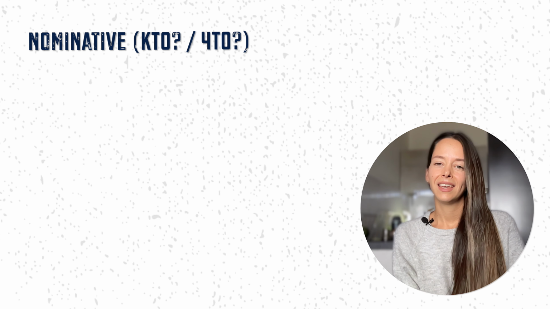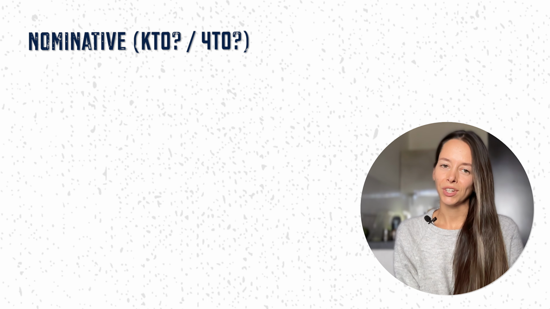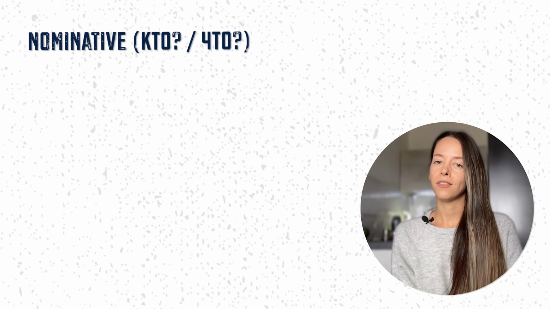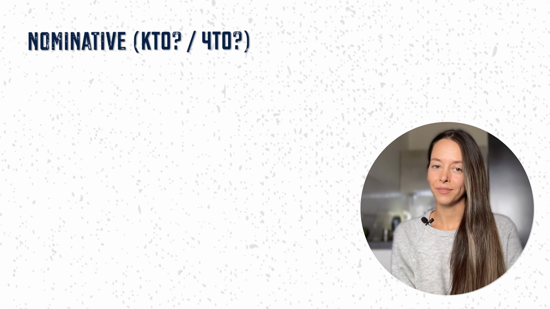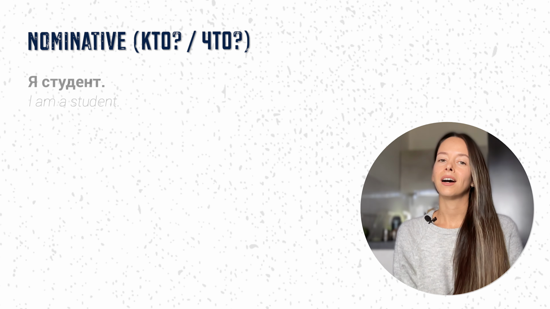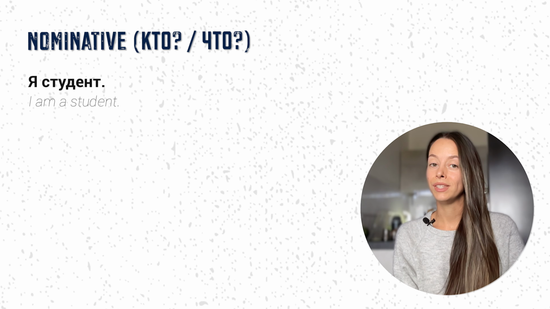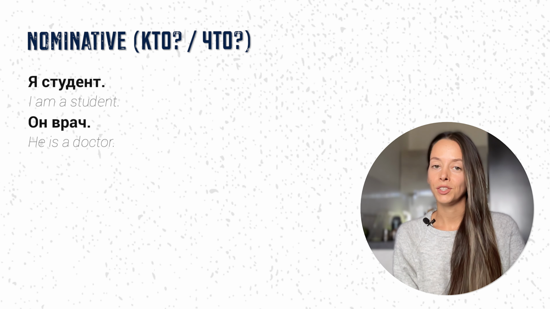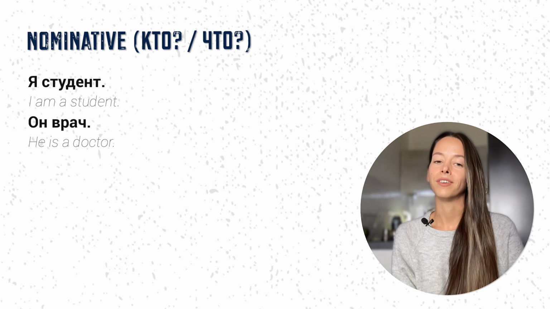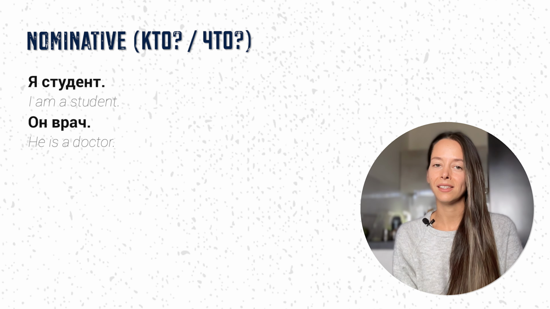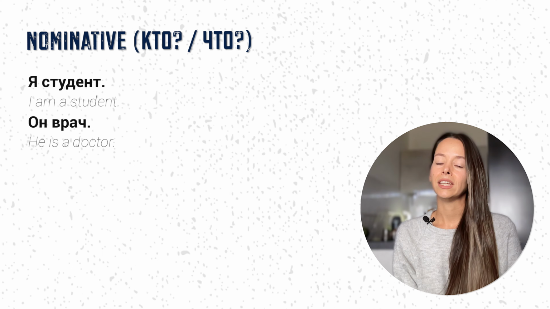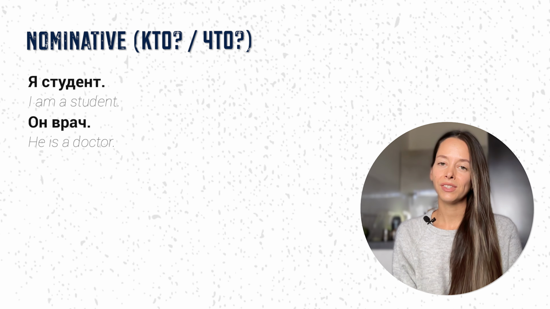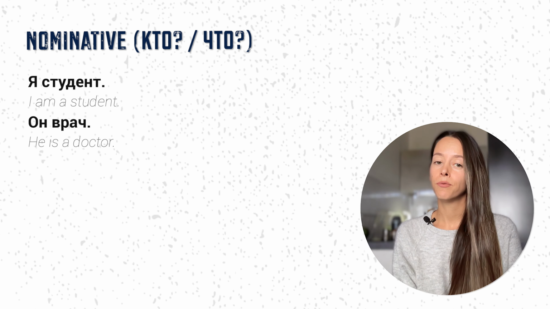Let's start with the easiest one, the nominative case. This case is used for the subject of the sentence or the thing that is doing the action. For example, я студент. Student is in the nominative case. Он врач. He is a doctor. Врач is in the nominative case. As you can see, in the nominative case, the words are in their default form.